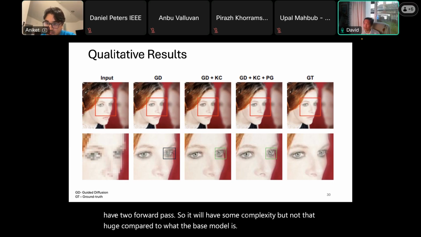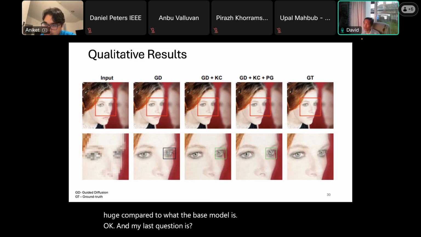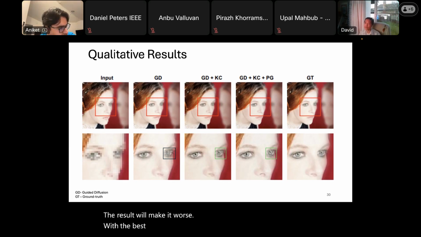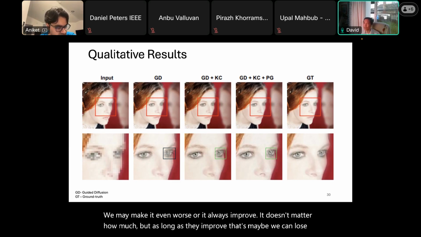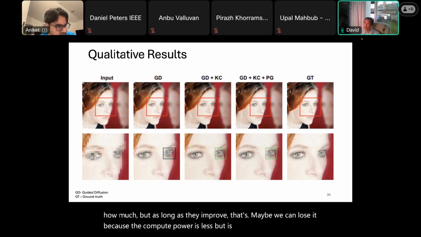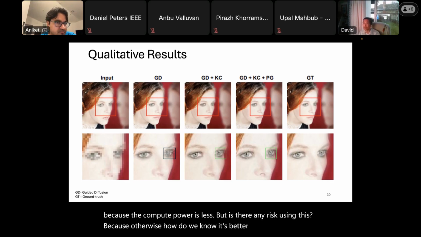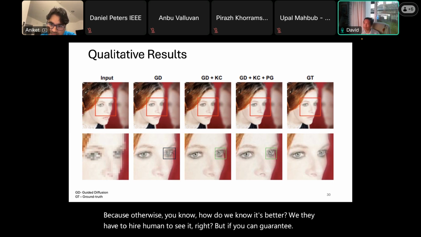Okay, and my last question is, is there any situation where, if a human sees the result of your method, it would be worse than the best quality image? Would it make it worse, or does it always improve? It doesn't matter how much, but as long as it improves, maybe we can use it because the compute power is less. But is there any risk in using this? Because otherwise, how do we know it's better? We have to hire humans to see it, right? But if you can guarantee it's better, then why not use it?